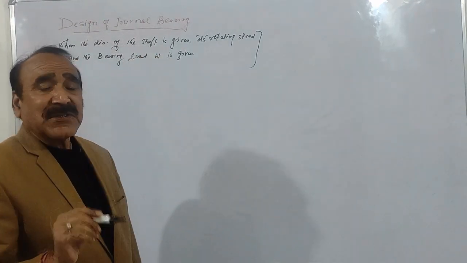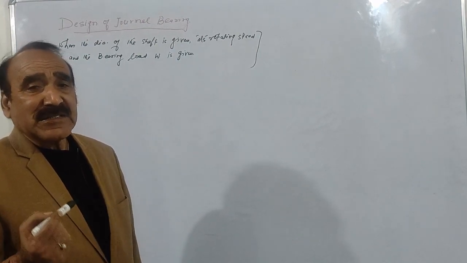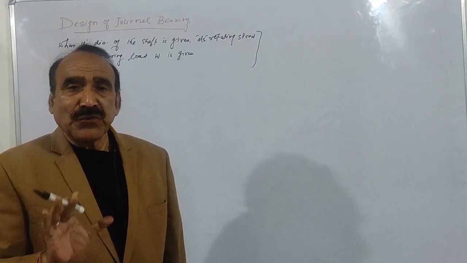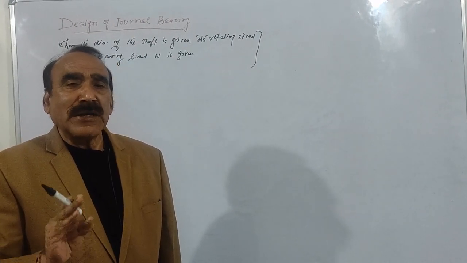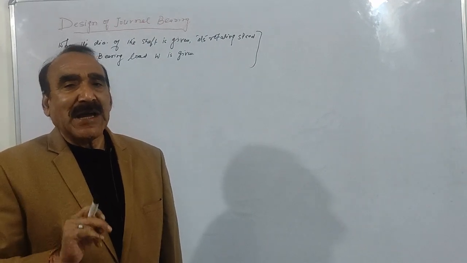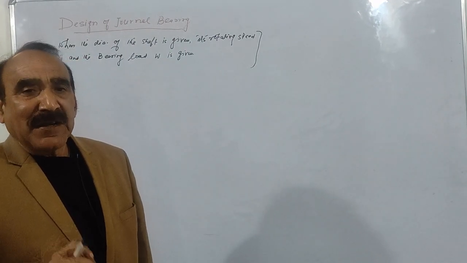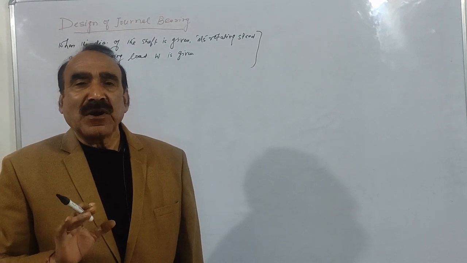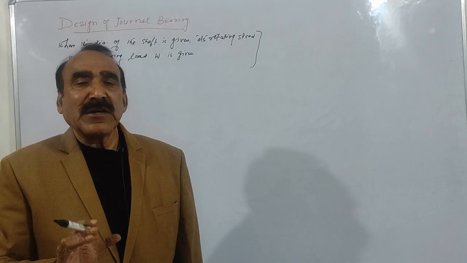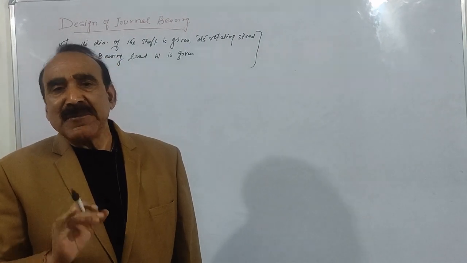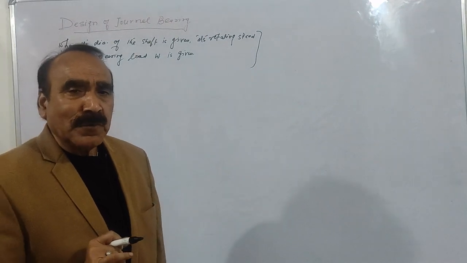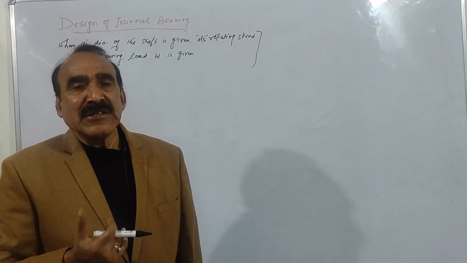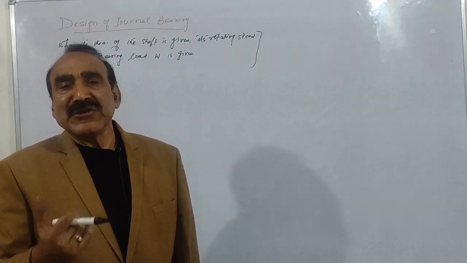So first of all, when we start the design of the bearing, we have to calculate the length of the bearing. So the first step is that you have to calculate the length of the bearing. If the diameter is given to you, then you will take this ratio L by D, right? So from the L by D ratio, you can calculate the length of the bearing. But sometimes the diameter is not given to you, then what will you do? You will assume the diameter, right? And take the L by D ratio.